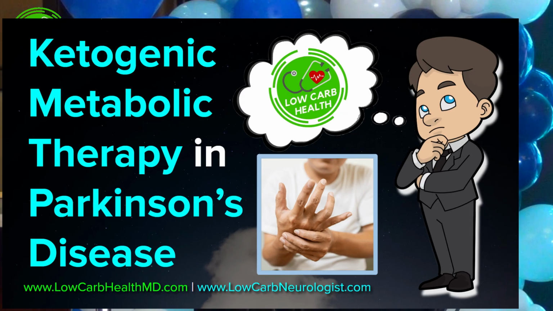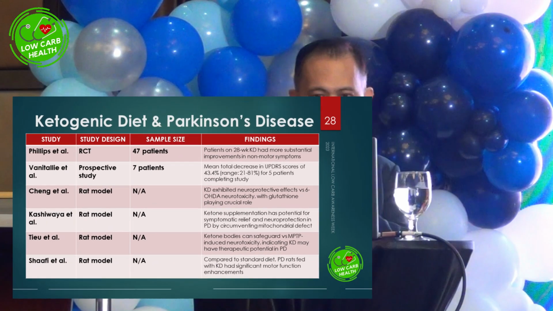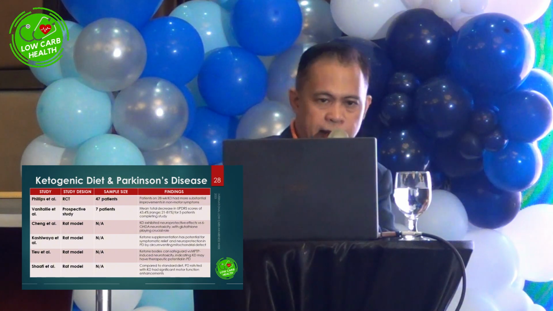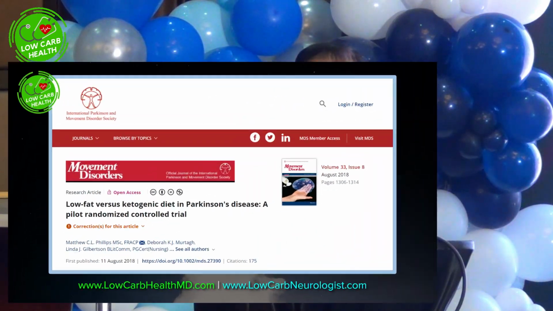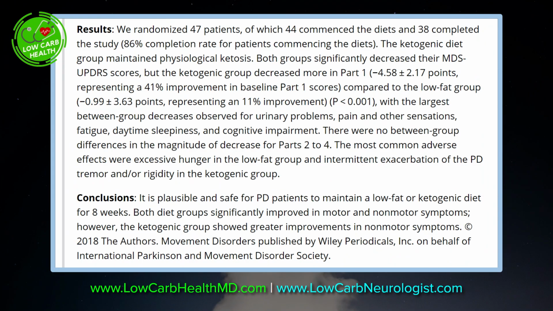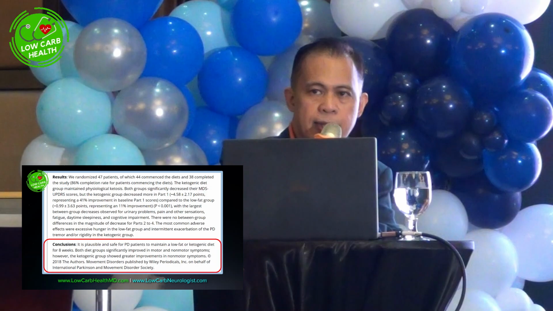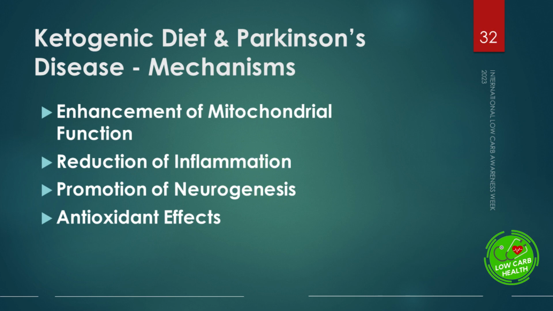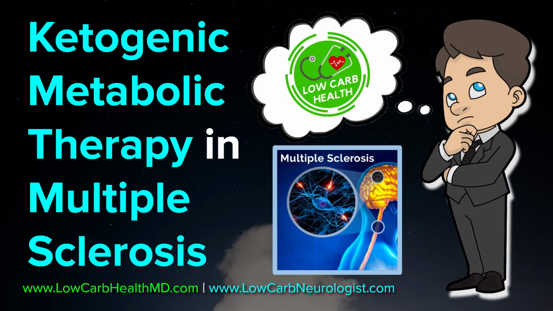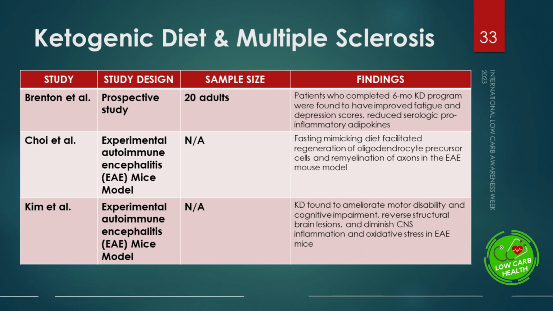And then in Parkinson's disease, there are also studies. Matthew Phillips already has a randomized controlled trial of 47 patients relating to Parkinson's and the ketogenic diet. And this is his randomized controlled trial. He concluded that it is safe to use for Parkinson's disease patients, with significant improvement in non-motor symptoms. And this is the mechanism: similar inflammation and mitochondrial function improvement. Also in MS, there are some studies already, with a similar mechanism.